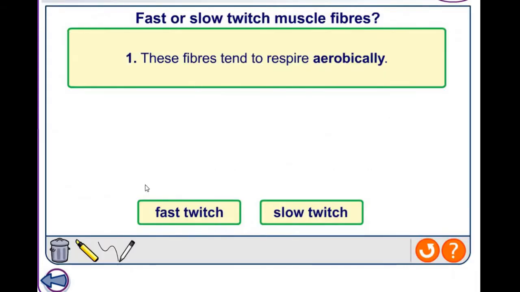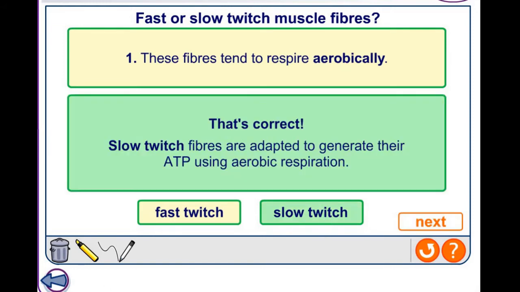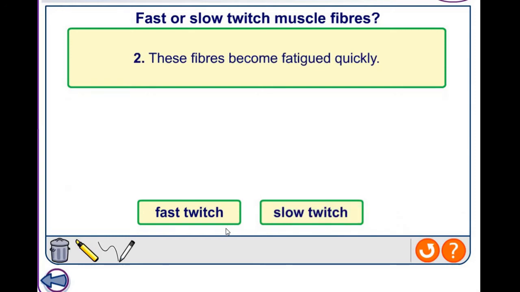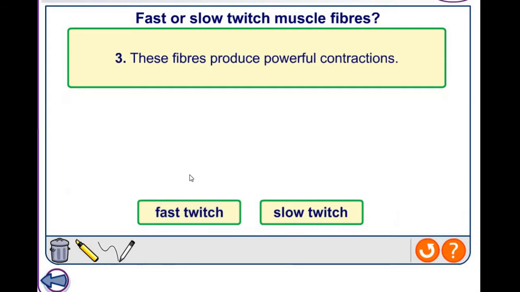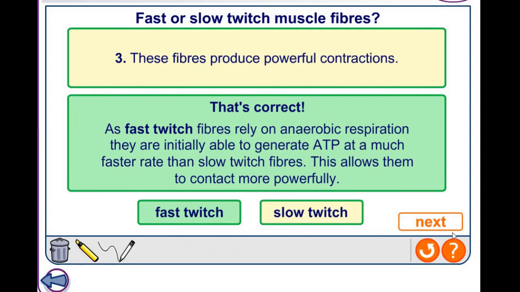Okay, so we'll have a go at some questions. So question 1. Which of these fibres tend to respire aerobically? You can just say it out loud, think it in your head, or write it down. So aerobically is going to be slow twitch. Next one. Which of them become fatigued quickly? It's going to be fast twitch. Next one. These fibres produce more powerful contractions than the other one. It's going to be fast twitch again.